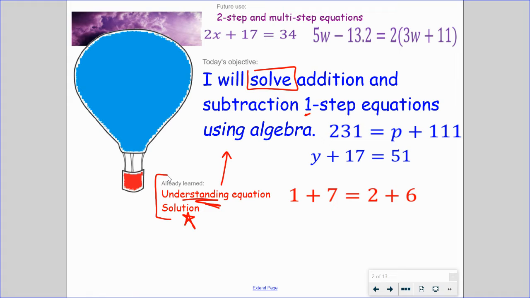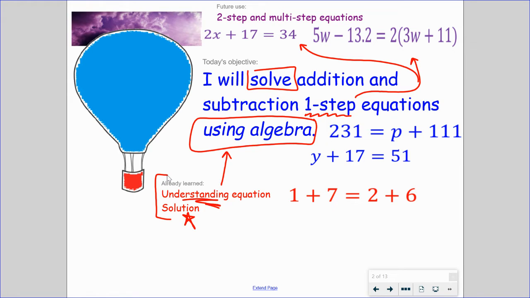And yes, that does say one step, which means sooner or later, you can expect to see two-step, three-step, multi-step equations. Now, the key here, we're going to be using algebra, not just using our mental mathematics and our computational skills to get us ready for the more complicated 2 and 3 and multi-step equations.